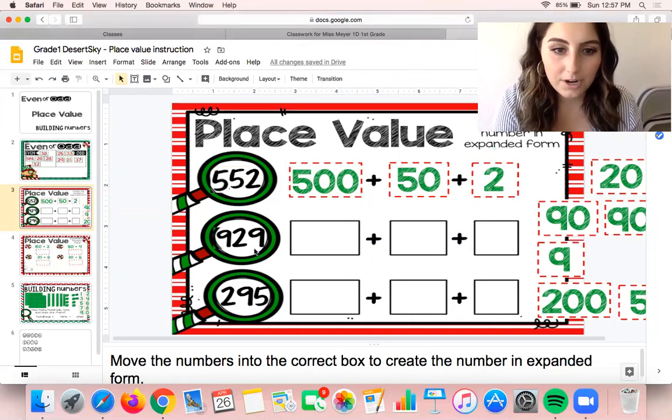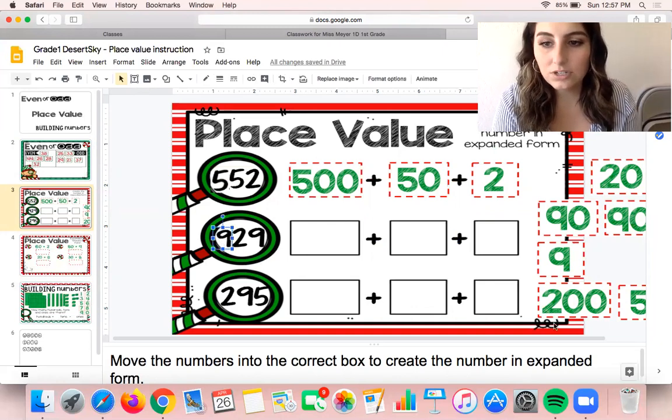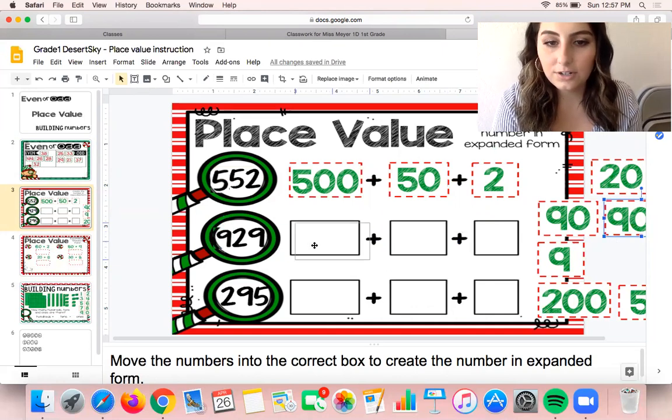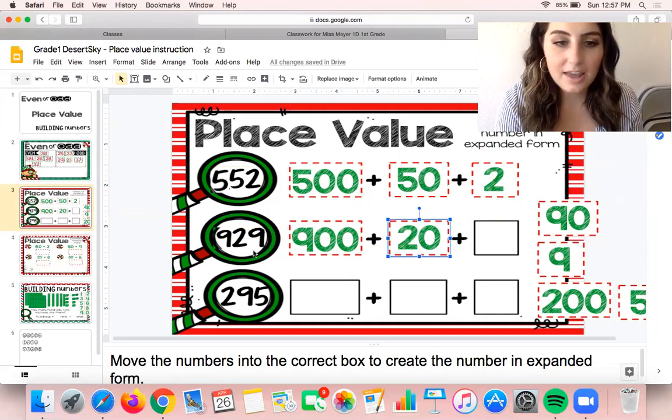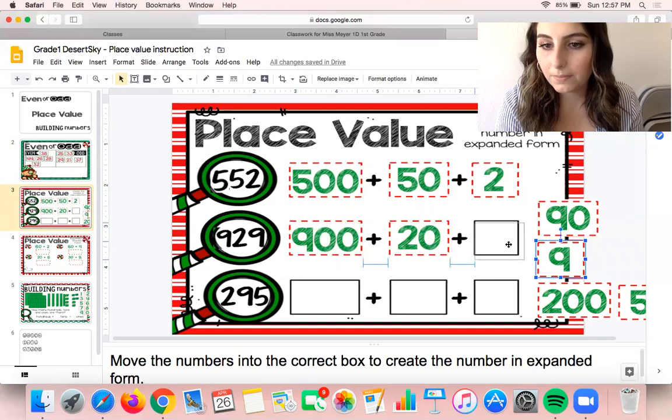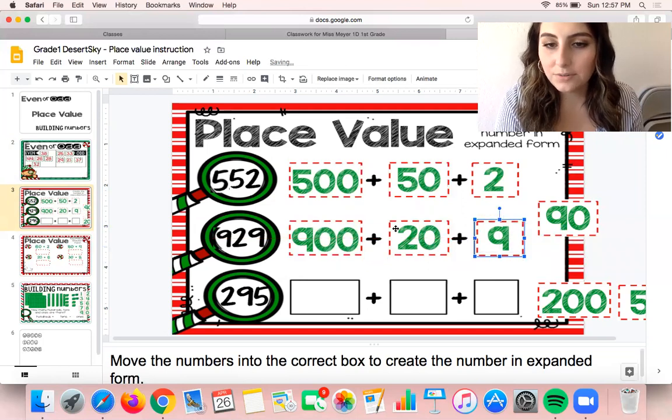Let's do our next number. 929. So take the hundreds place, 9, and add 2 zeros. 900, plus the tens place, 2, and add 1 zero, 20, plus the ones place, add no zero. So we're just looking for that 9. So 900 plus 20 plus 9 equals 929.